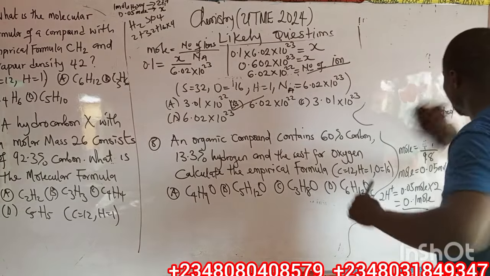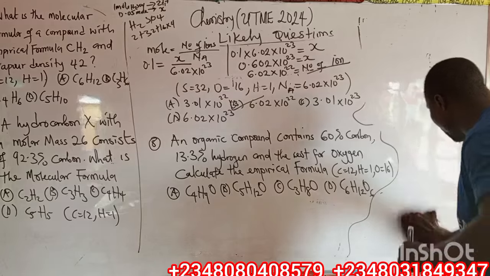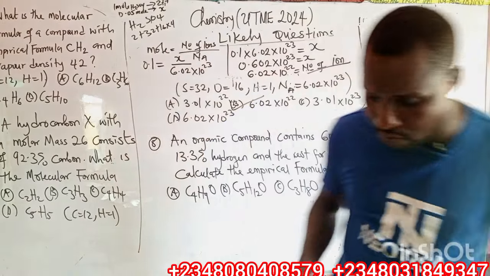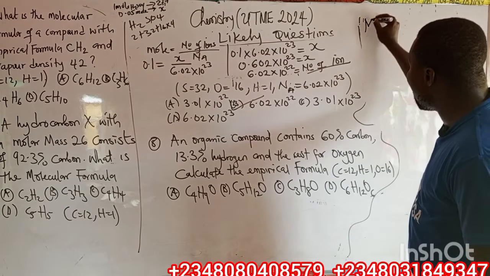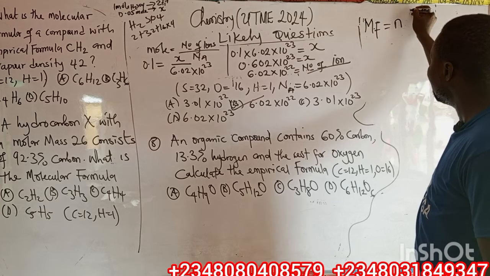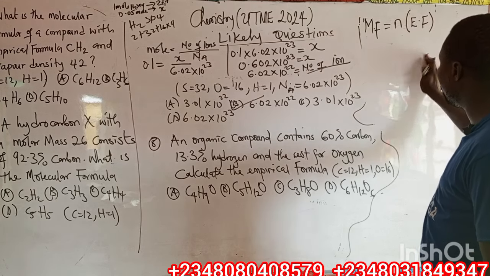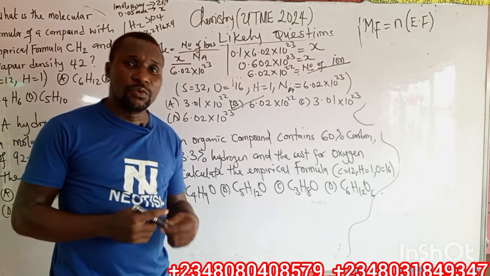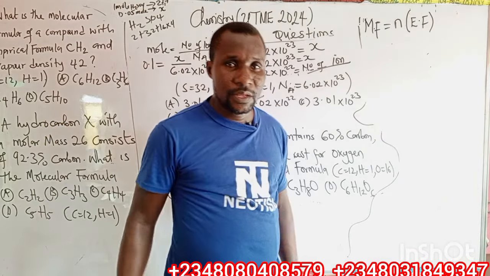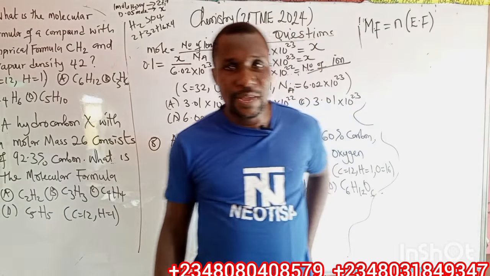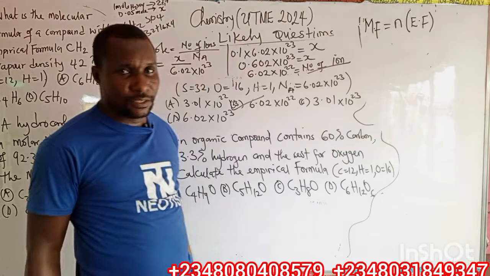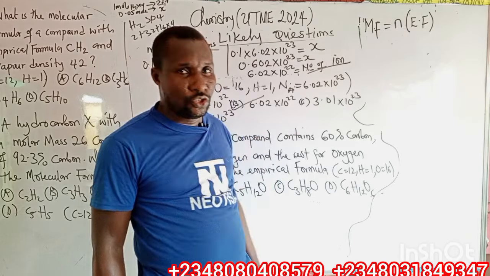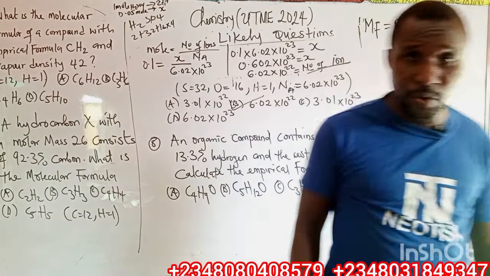Let's go to the next question. The next question is under empirical formula and molecular formula. Take note. What is the relationship between empirical formula and molecular formula? Molecular formula equals N times empirical formula. Take note of this formula. The molecular formula is the actual formula. The empirical formula is the simplest whole number ratio.